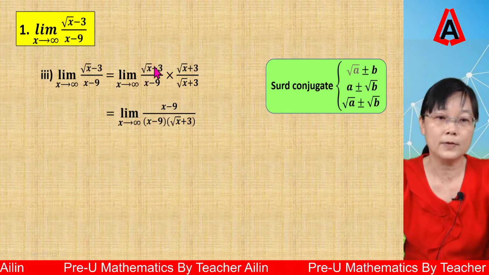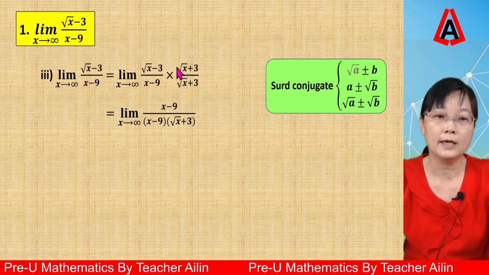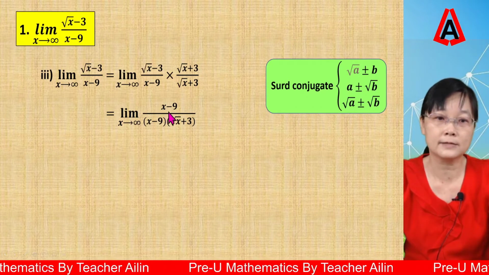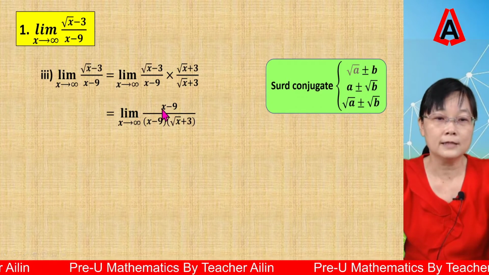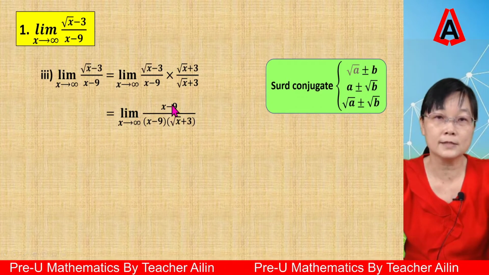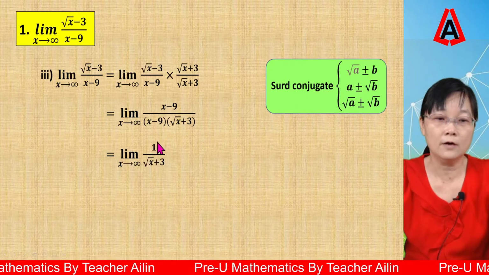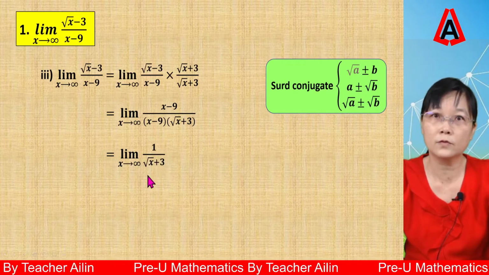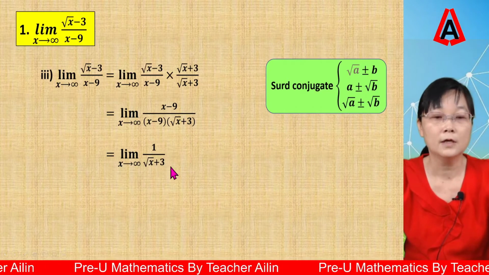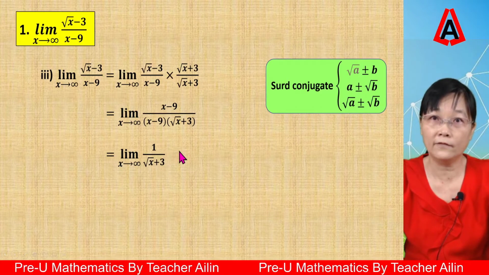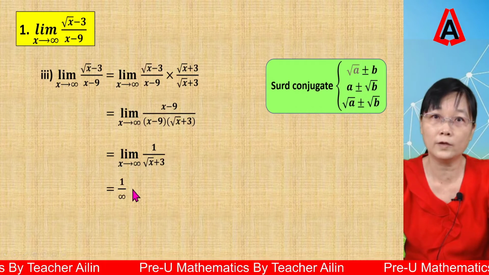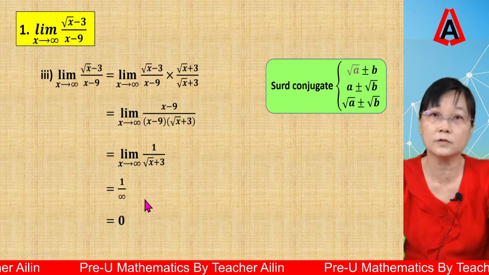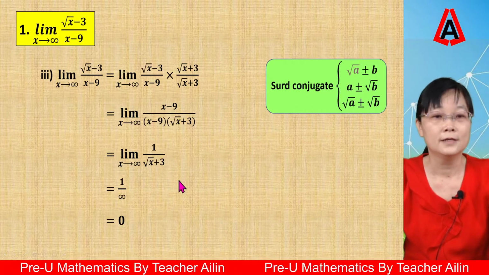So when you expand the numerator and you simplify, you get x minus 9. So now I notice that x minus 9 can be cancelled off. So when I cancel off, I'll get 1 over square root of x plus 3. So now I substitute the infinity for the second time. I find that it is 1 over infinity and it is equal to 0.